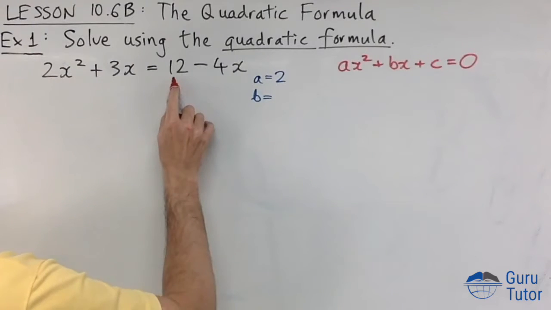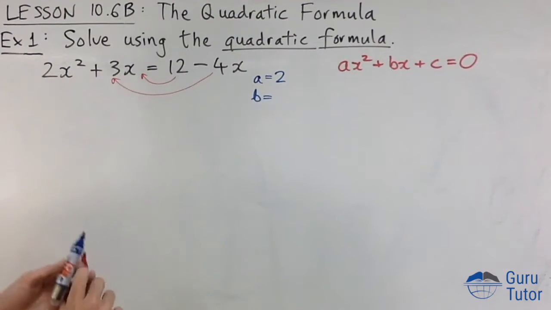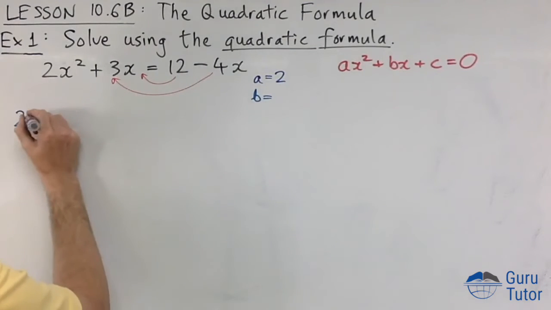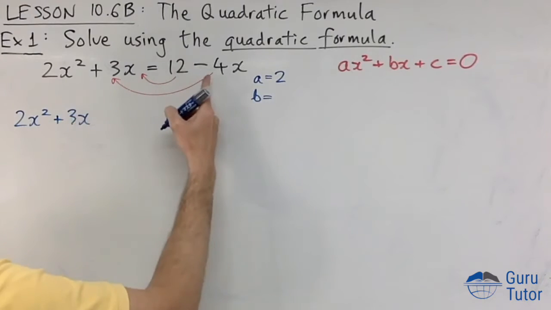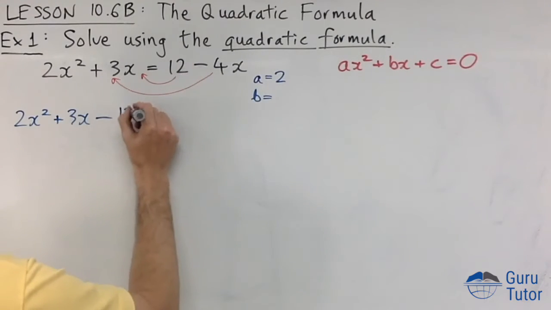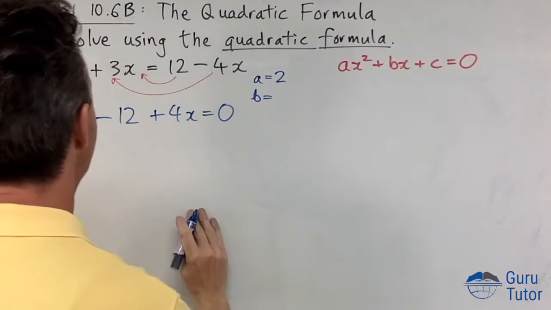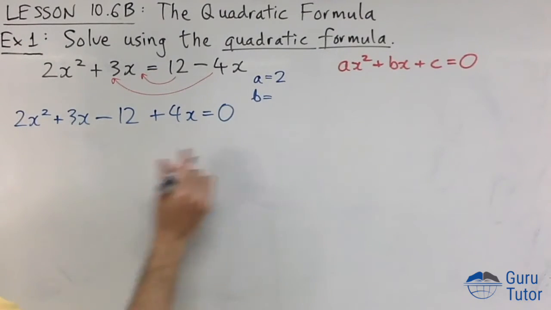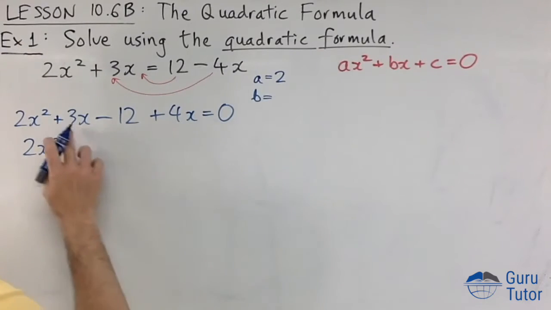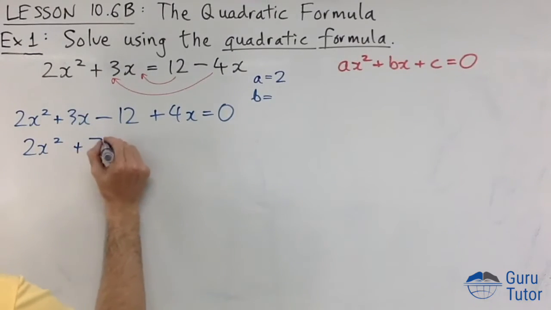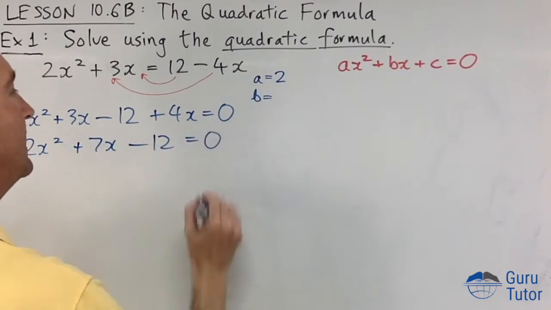So I'm going to move the 12 over here, and I'm going to move the negative 4 over here as well. Let's do that. So 2x squared plus 3x, and then minus 12 plus 4x equals 0. And we can collect some like terms here. 2x squared, 3x plus 4x is plus 7x. Minus 12 is by itself. Okay, and there we go.